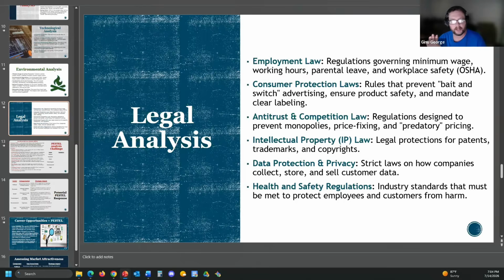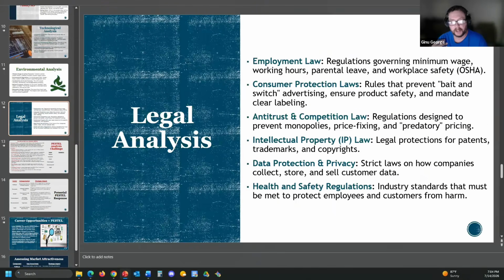We cannot say that a banana is an apple in our advertising. It just can't work that way. Consumer protection laws exist. Antitrust and competition laws exist. They're there to prevent monopolies, to prevent price fixing, and to prevent predatory behavior by companies.